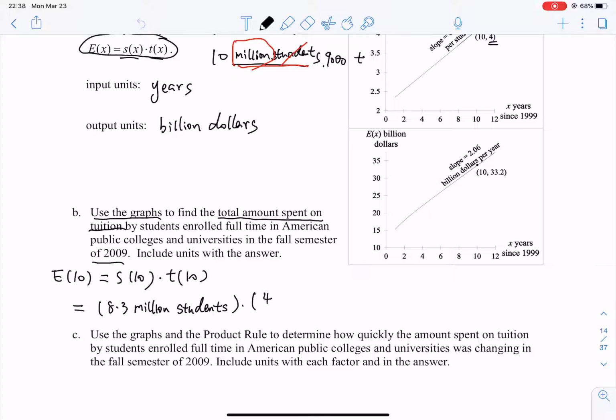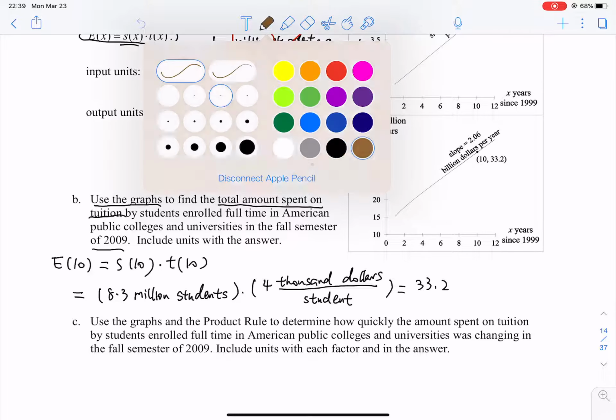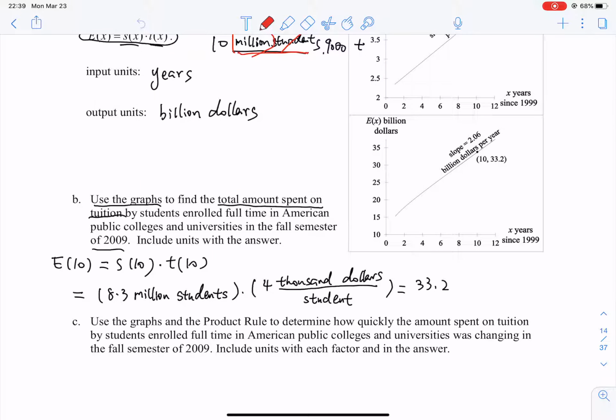Multiplied by 4, $1,000 per student. So here, still two parts. First, we use 8.3 multiplied by 4, then we get 33.2. And for the unit multiplication, we can do the same thing. Student can be cancelled. Then it's just $1 billion. That is just $1 billion.